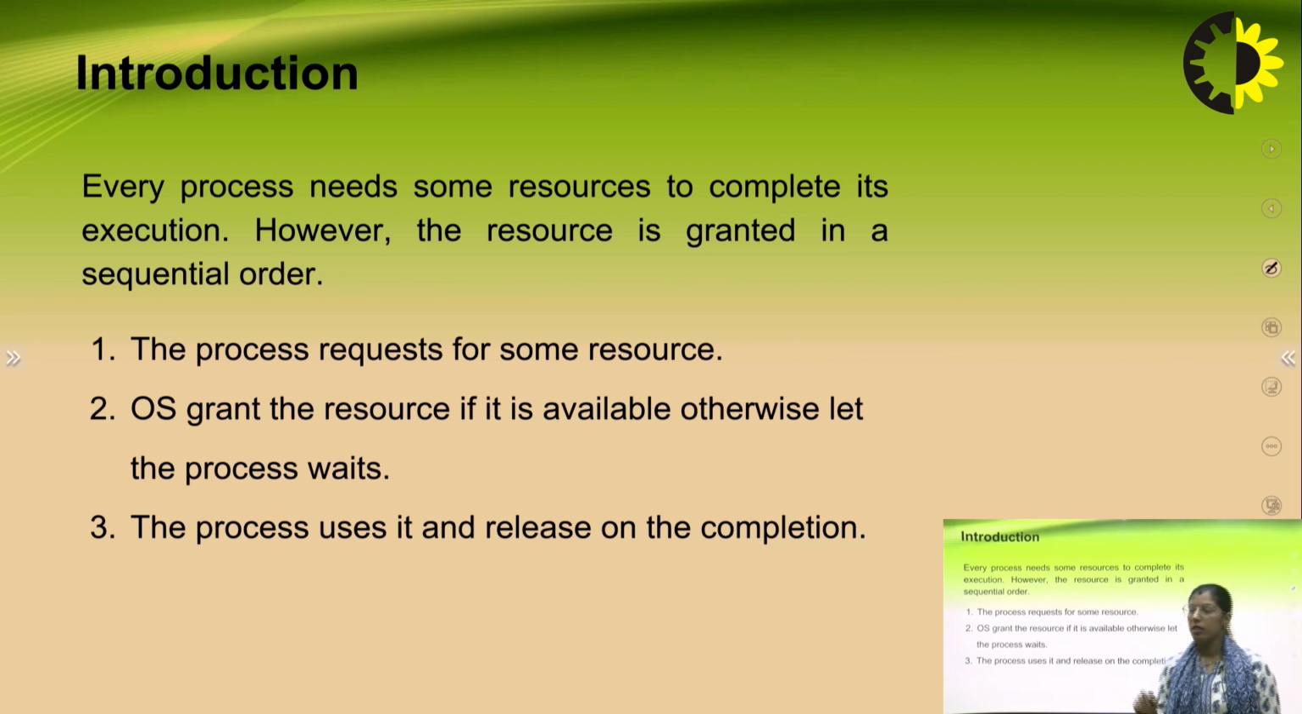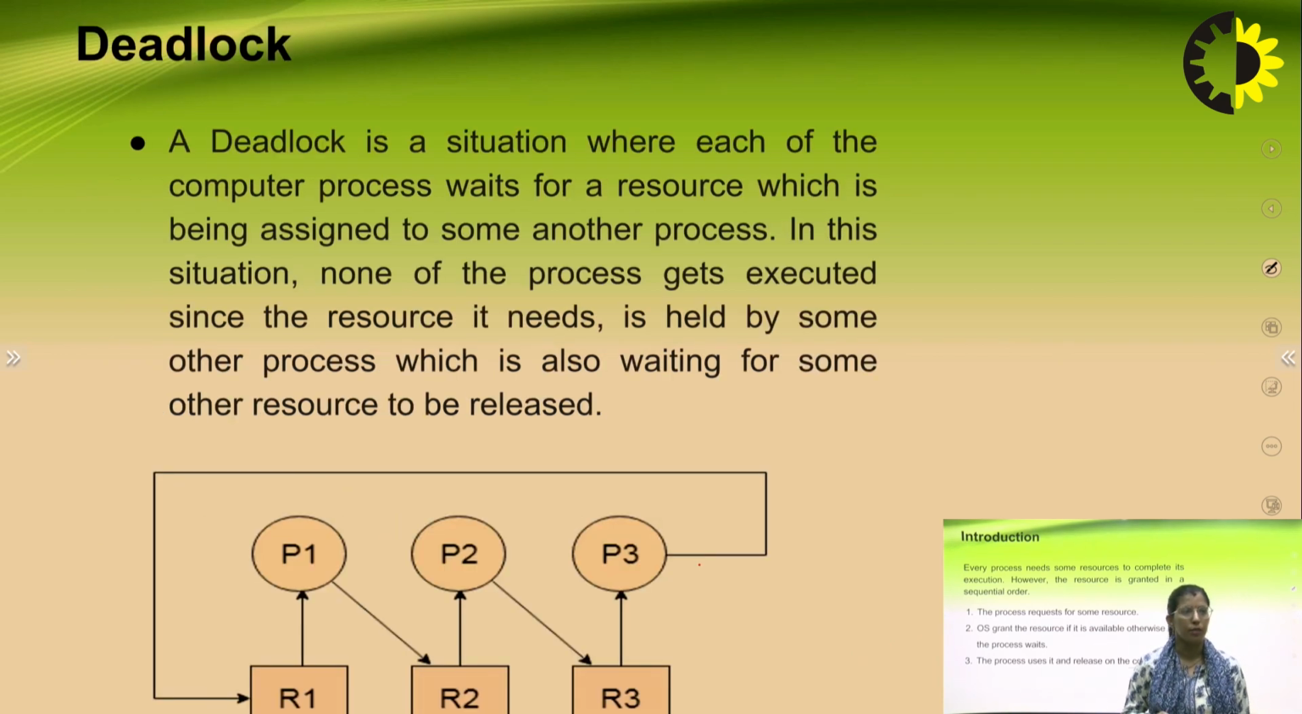But when a process requires some resource, and that particular resource is already acquired by some other process and is not available for the next process, then the process will wait for some time. If this happens in a circular fashion, that one process is waiting for some resource that is acquired by some other process, and that particular process is also waiting for some other resource, then this will arise the situation of deadlock.